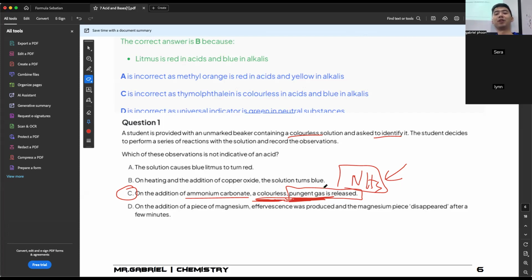Anyways, whenever you see this word pungent gas, you need to know that it's going to be ammonia. It's quite commonly asked in your exam. Is this the only pungent gas, or is there another? The most popular one. I'll have to see the question, but whenever I see this word pungent gas, straight away I think about ammonia.